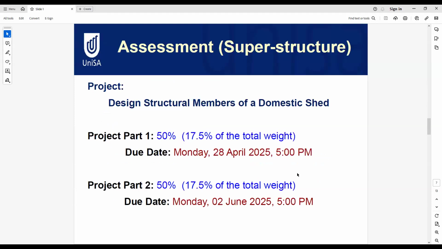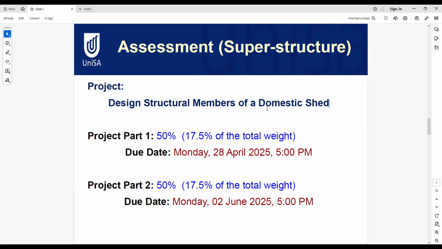Okay, so we have only one assessment for the superstructure part, which is the design project. This project will be group work. Starting from next week, we will form groups of 3 or 4 persons to work together on the project. I will post a link next week so that you can join a group. This project will be the design of structural members of a domestic shed.